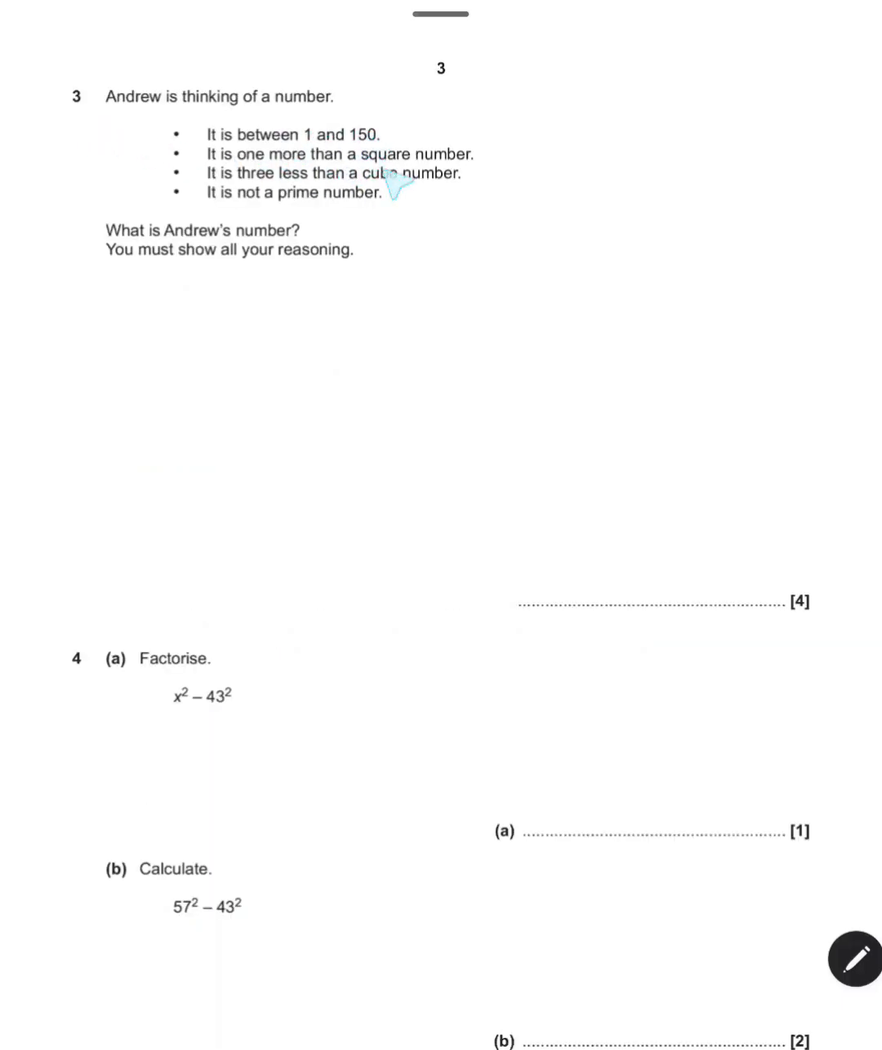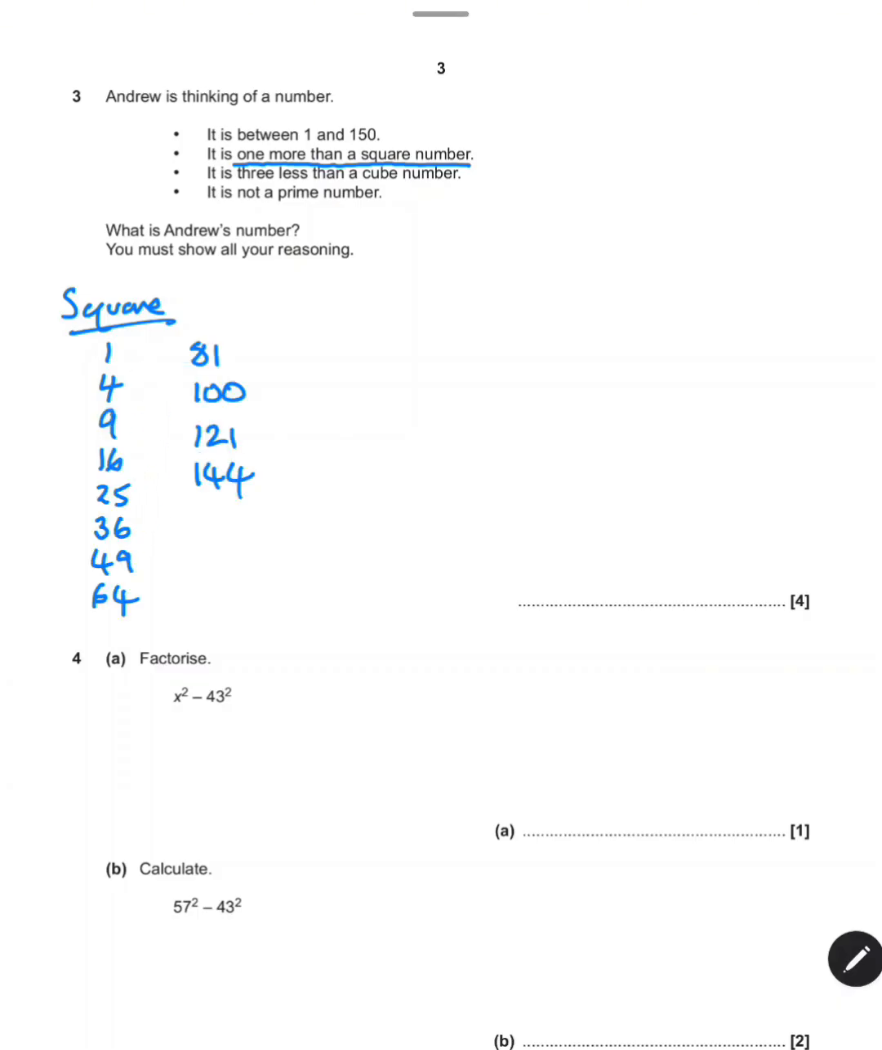Question 3, quite a lot of information, but it's all just types of number. We're looking for a number between 1 and 150. It has to be one more than a square number. So what I'm going to do is write down my square numbers first. And your square numbers come from 1 times 1 is 1, 2 times 2 is 4, 3 times 3 is 9. And I'm just going to carry on that pattern.